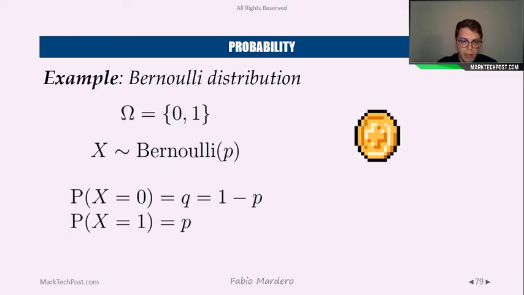What is parameter p? Well, it defines the probability of the event 1. The probability of X taking the value 1 is written as p. With a fair coin flip, p will be 50%, 0.5. And the probability of X equal to 0 is 1 minus p, also written as q.